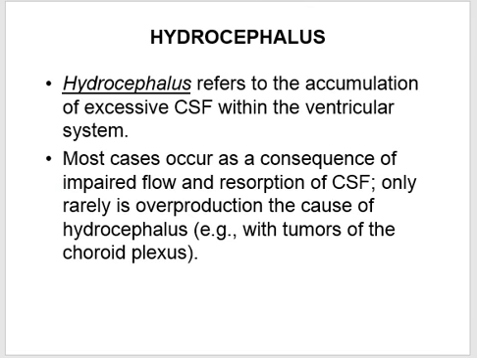Hydrocephalus refers to the accumulation of excessive CSF within the ventricular system. Most cases occur as a consequence of impaired flow and absorption of cerebrospinal fluid. Only rarely is overproduction the cause of hydrocephalus, for example, with tumors of the choroid plexus.